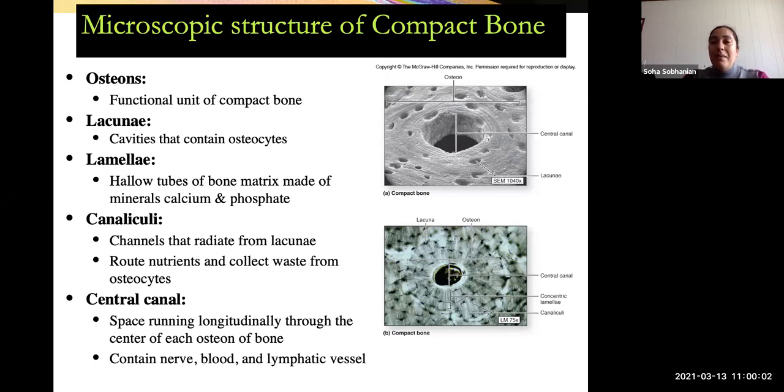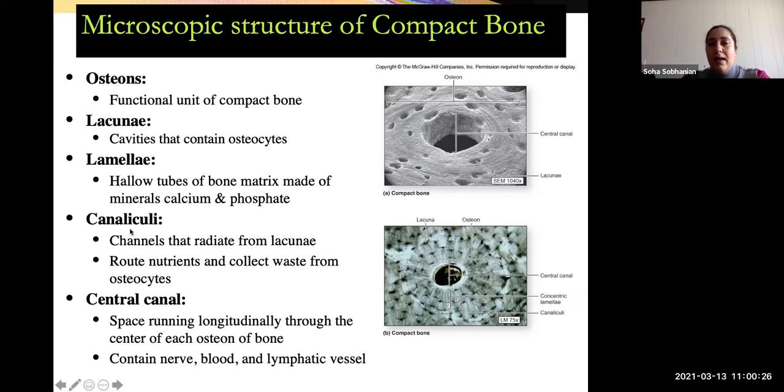So remember what makes your bone hard were calcium salts, which is basically a combination of calcium and phosphate. So where do you store them inside your bone? You store them inside the structures called lamella. So in this picture, basically anything you see in gray color, that is your lamella.